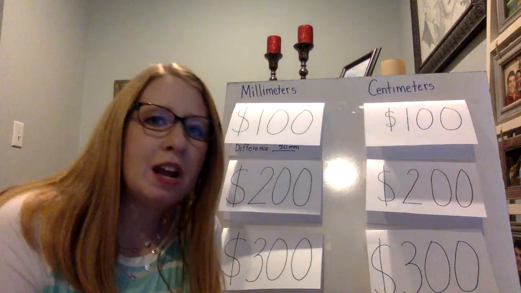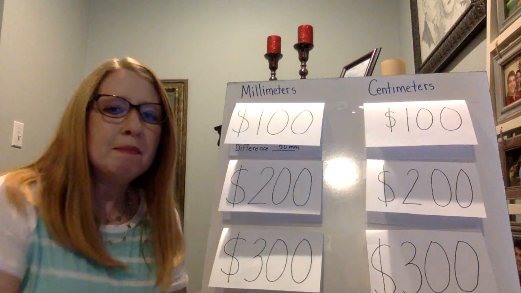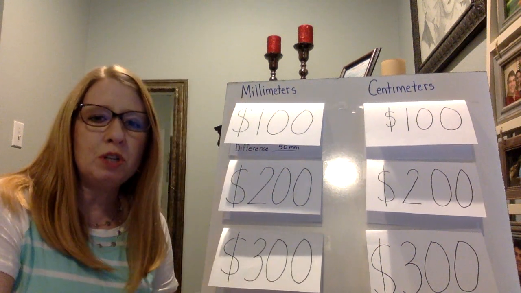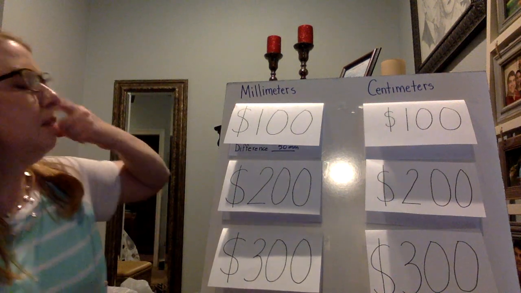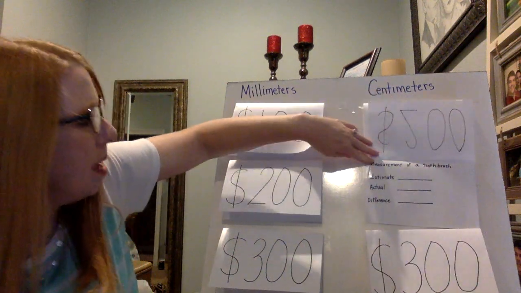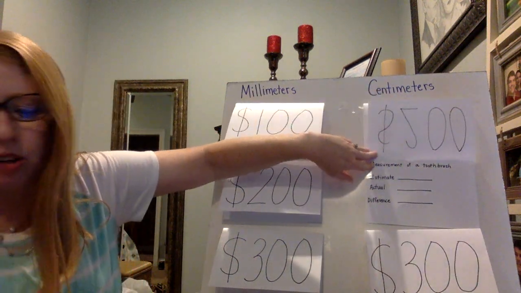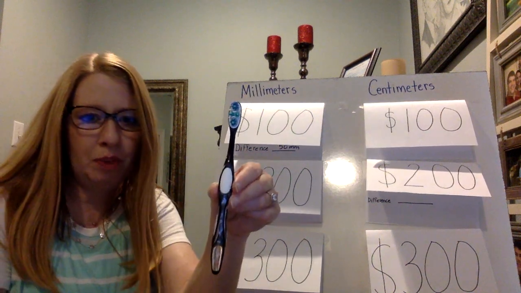Let me look out there in the audience, and I see Malik. Malik, what category would you like? Malik says that he wants centimeters at 200. So let's look over here. Measurement of a toothbrush. Well, again, lucky for you, we have a house full of toothbrushes.